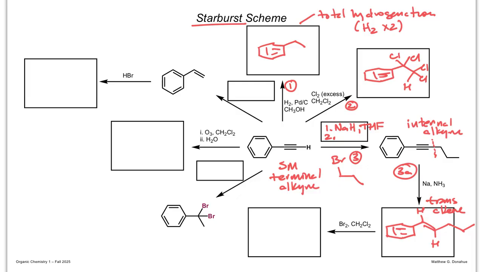So now we've isolated an alkene. We're going to treat that with bromine in a non-participating solvent. So that's going to generate a 1,2 dibromo compound. Does anyone remember the stereochemical relationship of the 2 bromines?